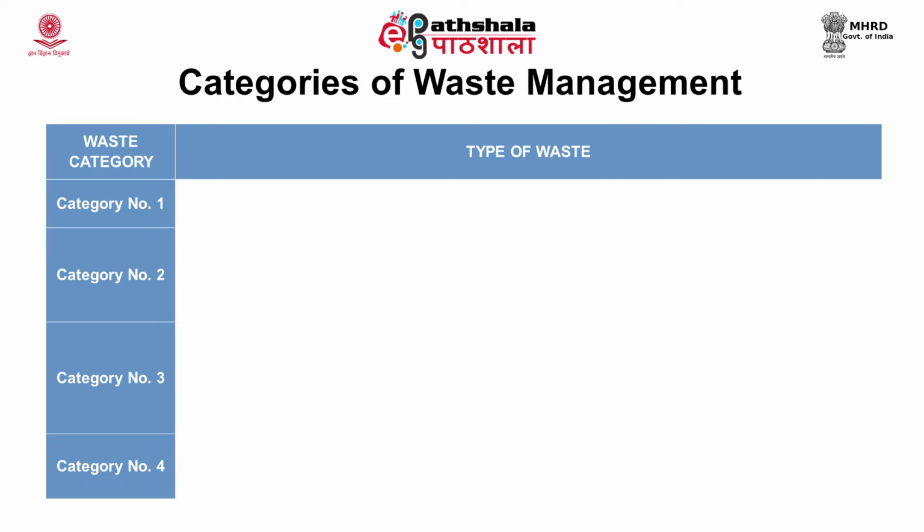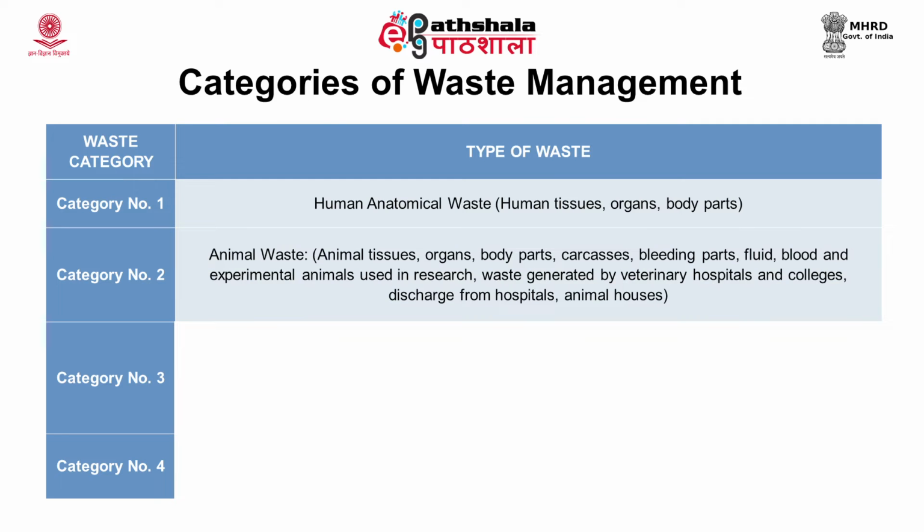Now, based on the segregation, the biomedical waste is segregated into 10 different categories. The table given here summarizes the 10 different categories of biomedical waste based on the segregation pattern. Category 1 includes human anatomical waste. Category 2 covers animal waste, especially the tissues, organs, body parts, carcasses, bleeding parts, fluid and blood which are generated from veterinary hospitals, colleges and animal houses.